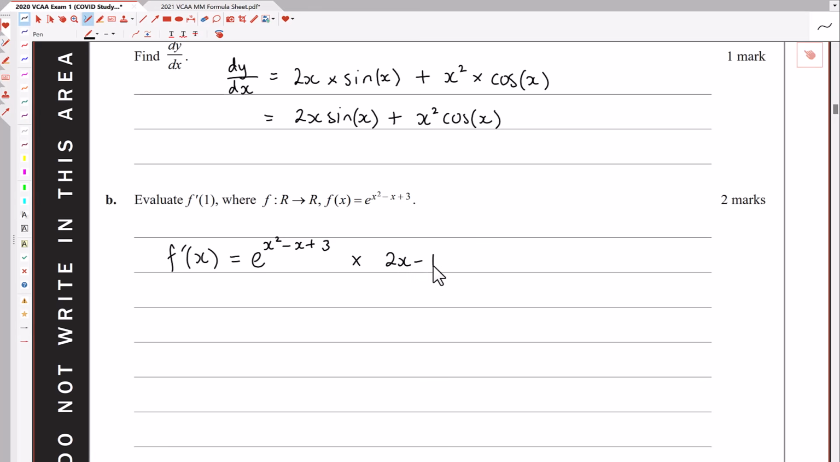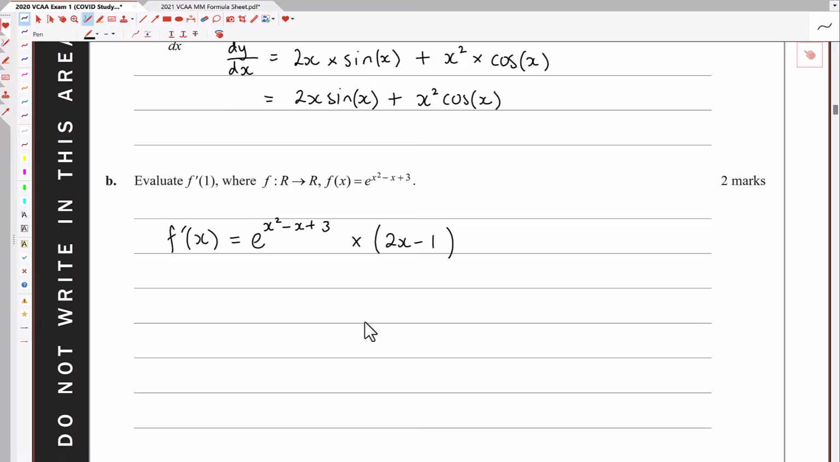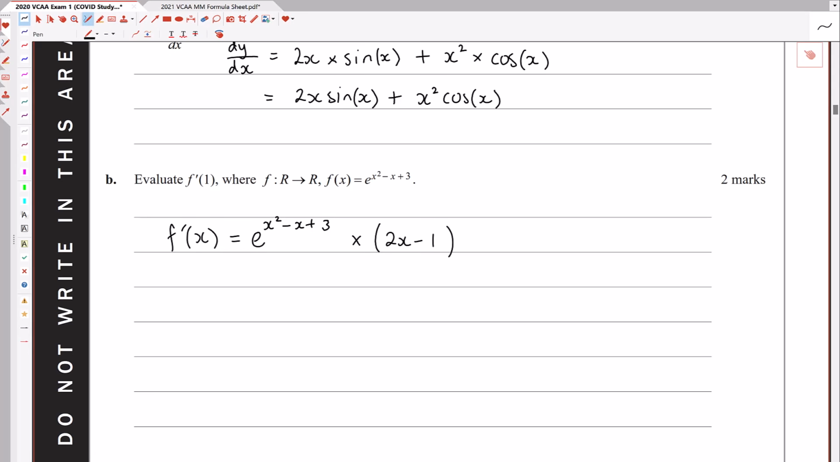Now, a common error students would make is to leave their answer like that, which is not correct, because order of operations would mean that that is the exponential times 2x only, and then subtracting 1. So it's really important that we're multiplying by all of that. Okay, now, you might write that slightly differently or tidy it up, but we're going to be substituting into it, so I'm not too worried about what the derivative looks like and how neat it is.